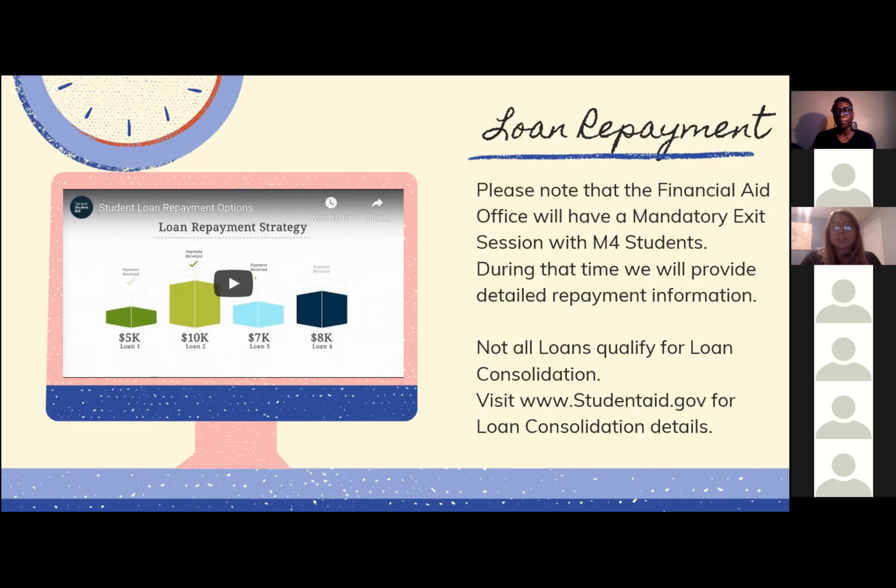That's one of the reasons why we really don't provide detailed loan repayment information to students, because what is in place in your M1 year, for example, may not be what is in place when you graduate your fourth year. So just know that the information is available. We did provide some resources for you to look up the information at studentaid.gov. They have great information. But once again, we will go through this information in detail with our M4 students.